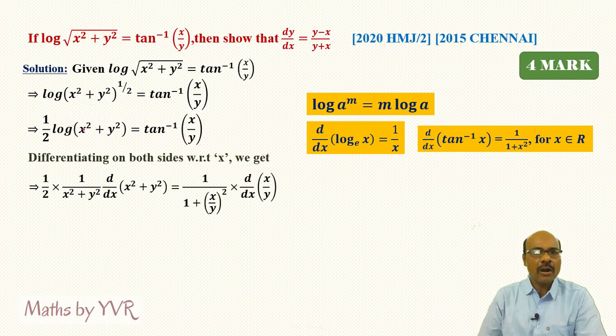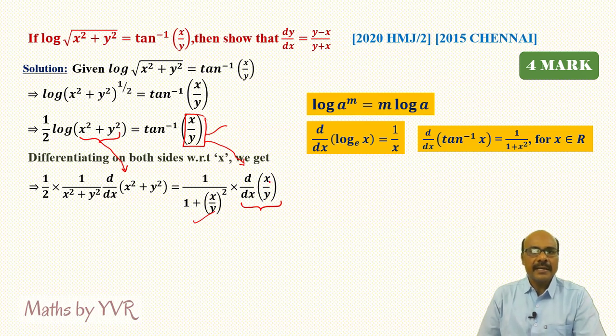Look here: half into log of x square plus y square, derivative 1 by x square plus y square into the derivative of the function we considered as x, is equal to the right side part, tan inverse x derivative, 1 by 1 plus x square into the derivative of the function we considered as x. Okay. Now if you observe the right side part here, we have d by dx of x by y.